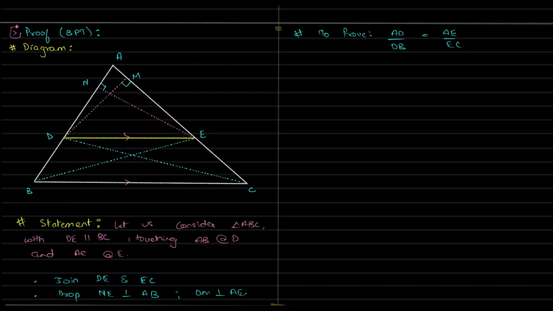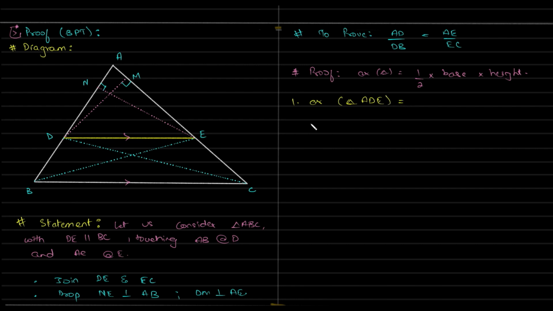So it's very simple. All we have to do is use the area of triangle formula, that is half into base into height. Right. Now, which areas should we find? That's the question. So the first one is the area of triangle ADE.